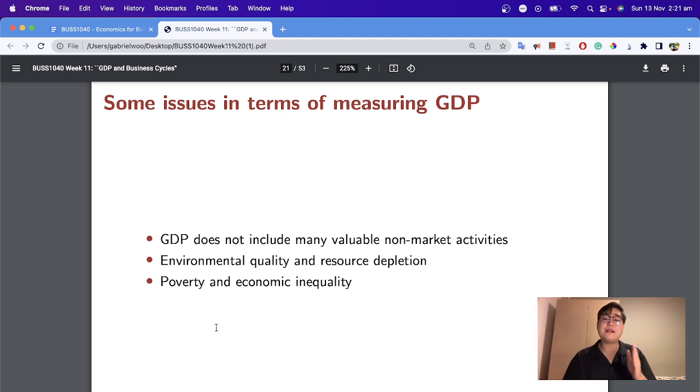GDP does not include many valuable non-market activities. Now, here's a really good example that I like to use: nurseries, or daycares. Children aged 2 to maybe 5, before you go to school at 6, that's a 3 year window. Children could stay at home and be taken care of by their parents or their grandparents. However, children could also be sent to a nursery.